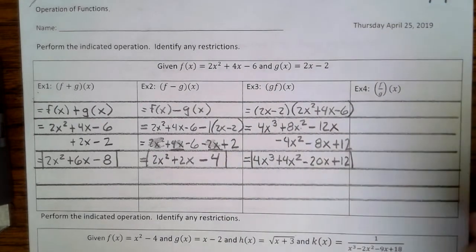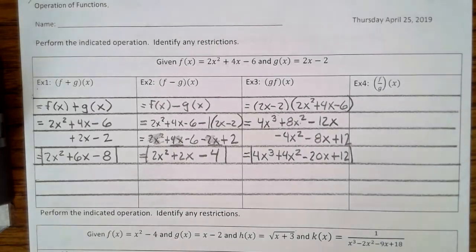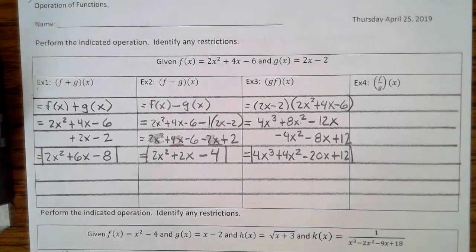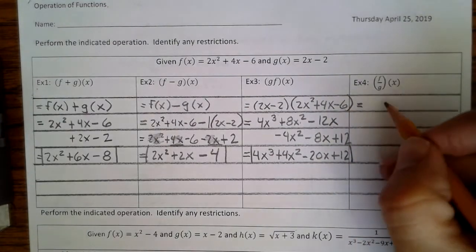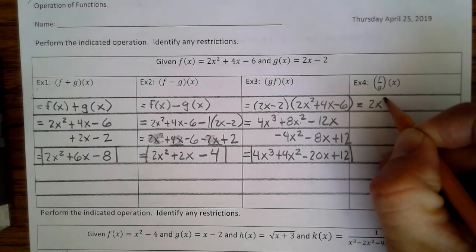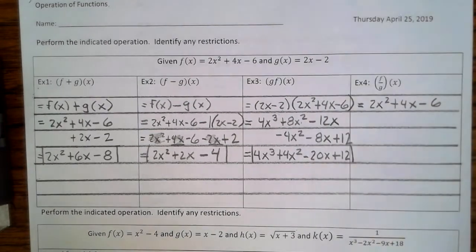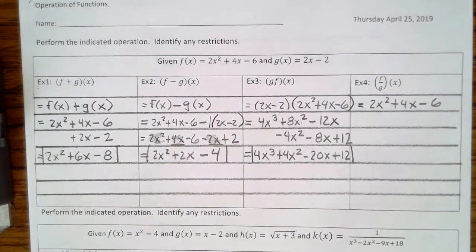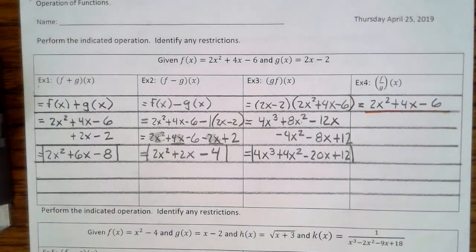Okay. All right, now let's take a look at example 4. Now this is f of x divided by g of x. So that's 2x squared plus 4x minus 6. And I'm going to use the orange marker for the division symbol. So divided by 2x minus 2.